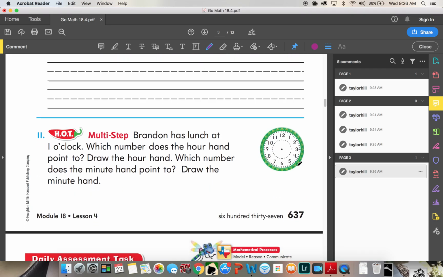Number 11. Brandon has lunch at 1 o'clock. Which number does the hour hand point to? Draw the hour hand. Which number does the minute hand point to? Draw the minute hand.